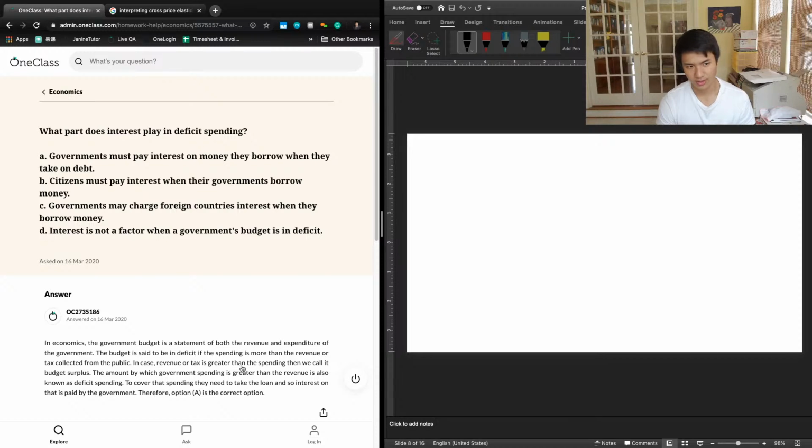So let's take a look at the answer choices. A says governments must pay interest on money they borrow when they take on debt. And this is true, and that seems to describe what we just talked about. B talks about citizens paying interest. We don't pay the interest. Well, I guess we pay interest indirectly, but most of it's government paying interest. C says that governments may charge foreign countries interest when they borrow money, and this is true, but that's not what we're talking about. We're talking about deficit spending. That's when we're borrowing money, not loaning out money. And D says interest is not a factor. It definitely is a factor, so A is going to be the correct answer here.